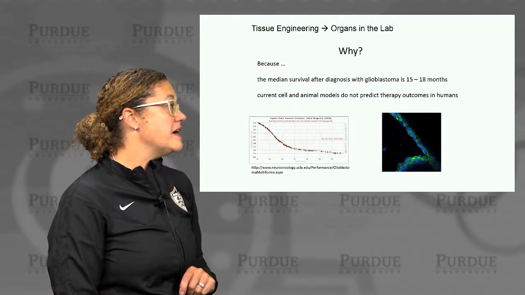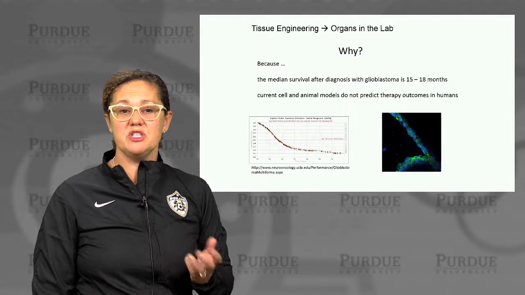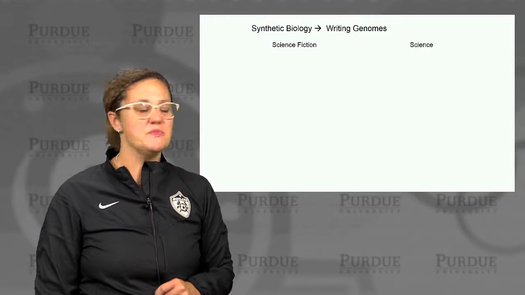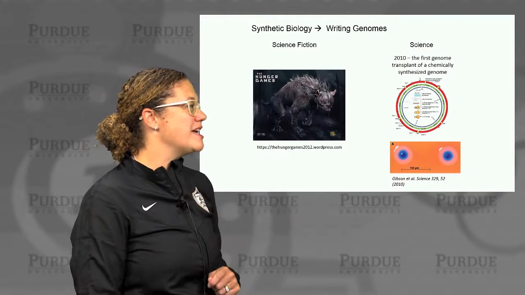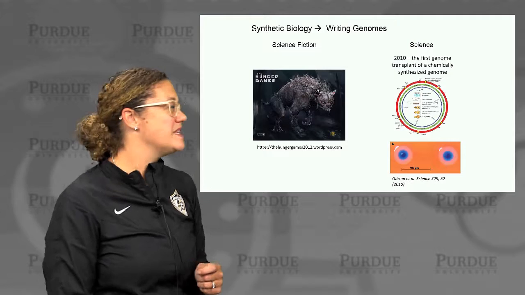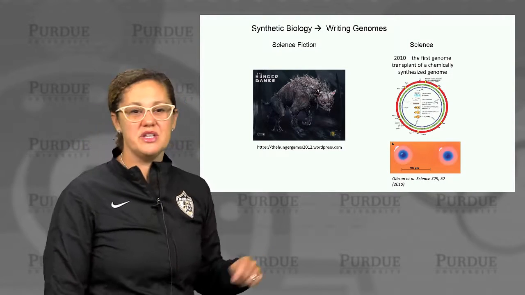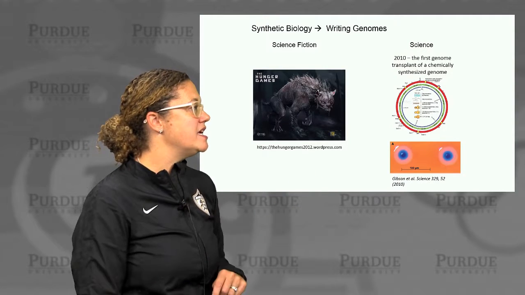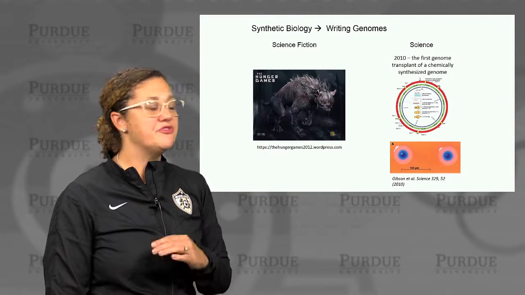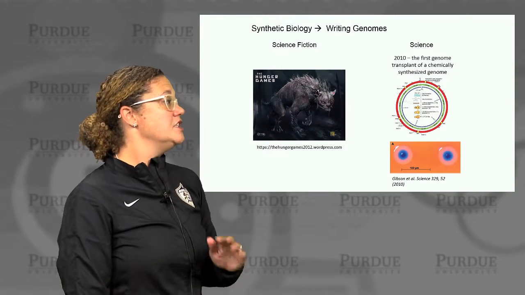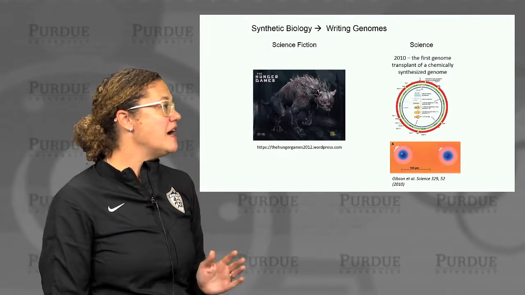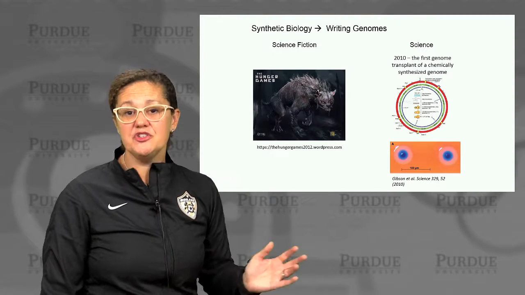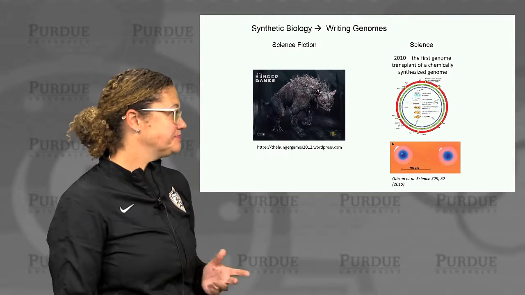So this is one of the things that motivates some of the technology that we've been talking about, like tissue engineering. Synthetic biology, writing genomes. What's the science fiction? One example might be some of the crazy organisms found in the books and movies from the Hunger Games. Where is the science? Well, in 2010, the first genome transplant of a fully chemically synthesized genome was produced. So we're now at the scale where entire genomes can be written, and perhaps novel genomes can now be written.